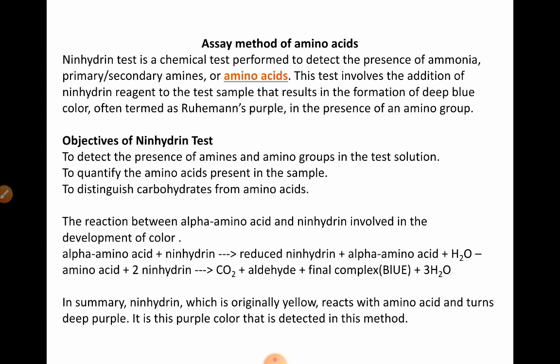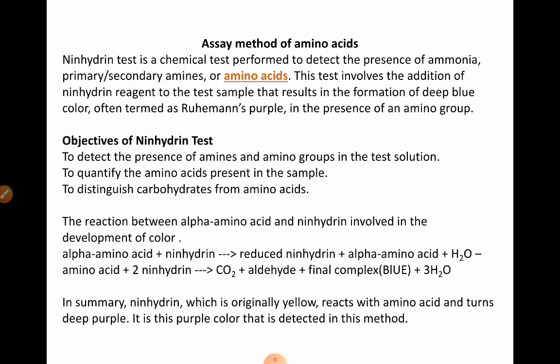So the most popular test is the Ninhydrin test, a chemical test performed to detect the presence of ammonia or primary or secondary amines or amino acids. This test involves the addition of Ninhydrin reagent to the sample that results in the formation of the deep blue color, often referred to as Ruhemann's purple, in the presence of an amino group.